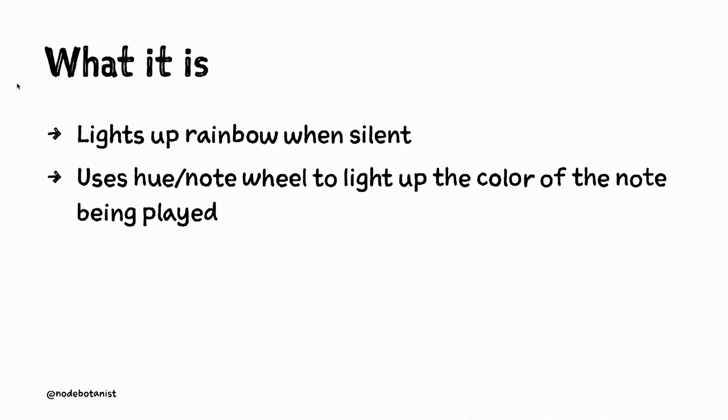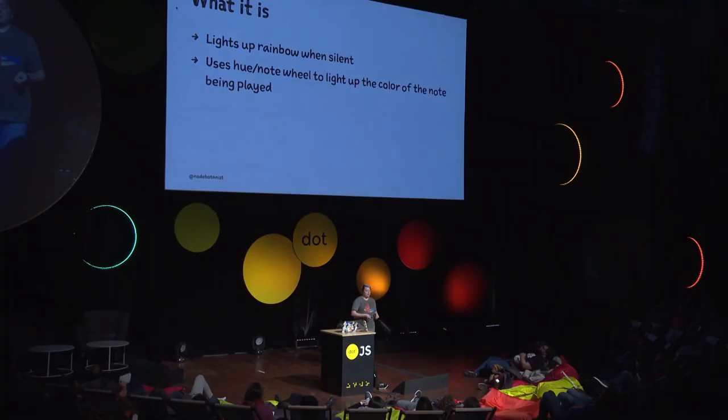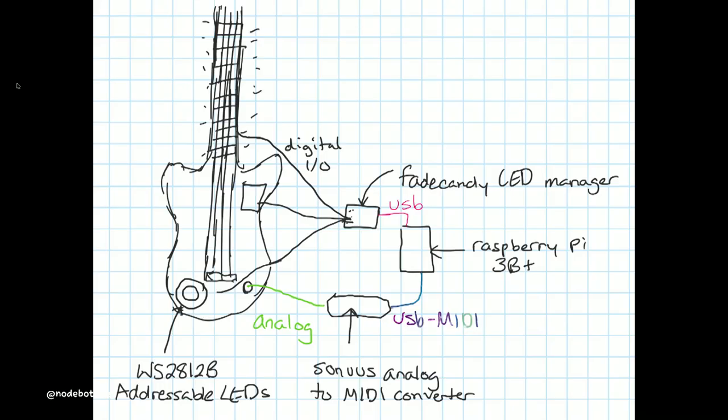And it uses the hue note wheel to light up the color of the note being played when it is actively being played. Now, I thought what it would be was the Rocksmith MIDI cable, and that's it. That's all I thought I needed, was Node and that cable. Wow, was I wrong. It turns out that the Rocksmith cable is highly proprietary and does not use MIDI technically, even though it kind of does.